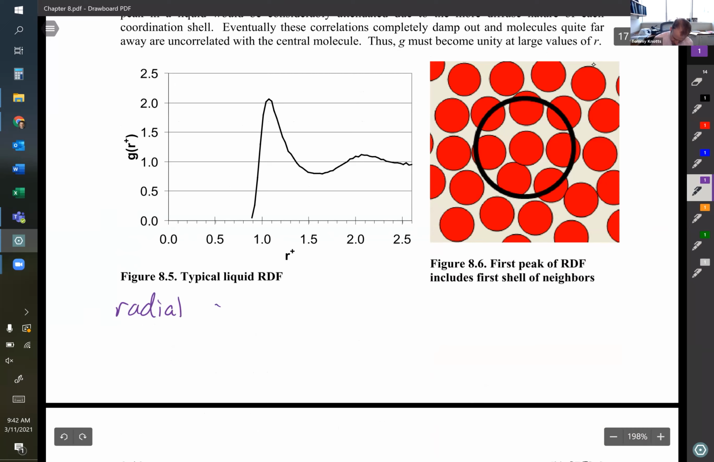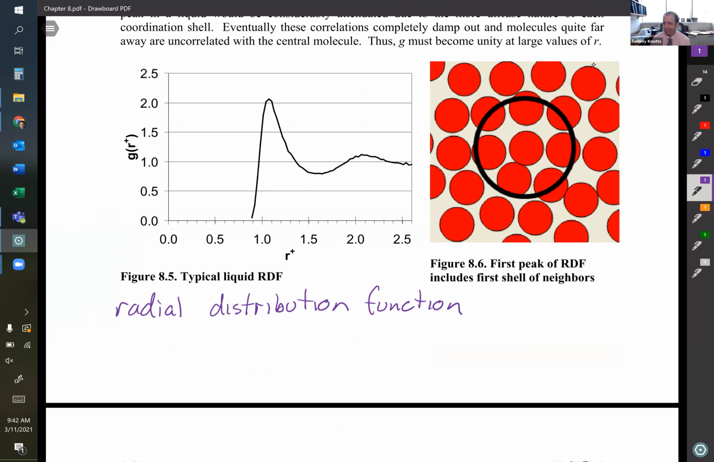distribution function. Now, any of the graduate students, you might remember this from last week. Does anyone remember that from last week's seminar speaker? He happened to talk about radial distribution functions.